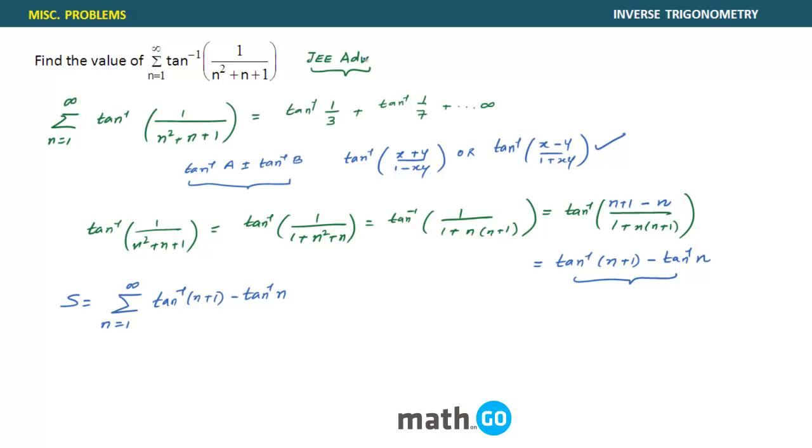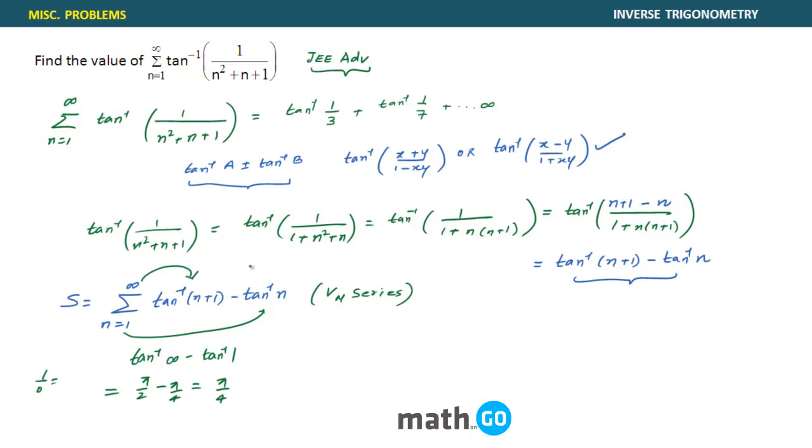People who have gone through my sequence and series topic will know this is nothing but a Vn series, where the term is written as a difference of two terms. You just need to put the value of infinity in the bigger term and the smaller value of the limit in the smaller term. So this becomes tan inverse infinity minus tan inverse 1. So what is tan inverse infinity? Infinity is nothing but 1 by 0, so that is nothing but pi by 2. This is pi by 4. So the answer we wanted is nothing but pi by 4 itself. This is how you are going to solve this.